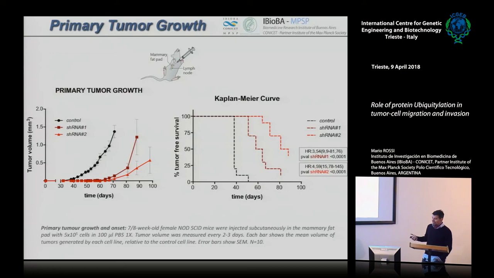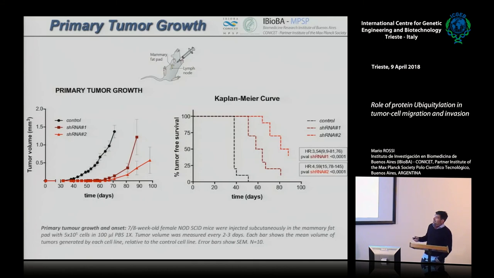So somehow, we don't know yet what it means, but maybe this problem that these cells show in trying to grow in a more 3D matrix might be related to the fact that the lack of USP19 might be important for preventing the growth of the tumor.